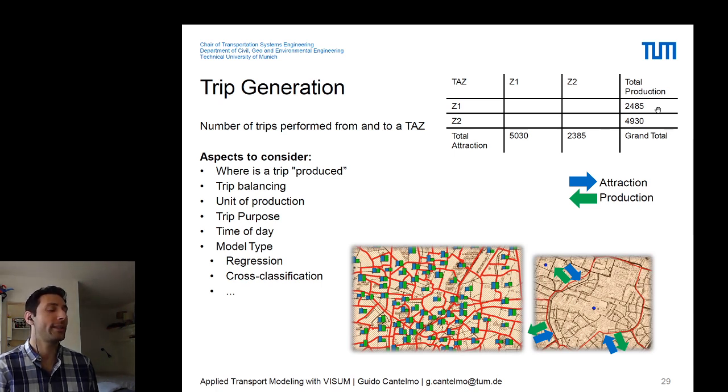And how do we get this information? Well, usually the production is obtained as a function of the population, how many people are living in a certain area, and the attraction is given by how many people are working in a certain area. Of course, this is the simplest case, when we are only considering home and work commute.